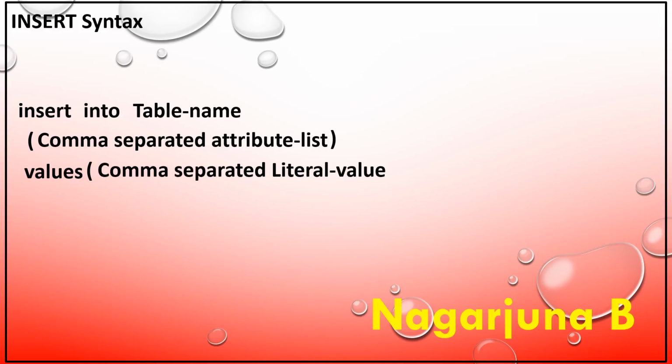So, comma-separated literal values, and each literal value should correspond to the attribute. You need to specify them in the same way, in the order in which the attributes were taken at the time of creating the table, the way in which you have written the attribute names. In the same way, you need to give the values for each of the attributes, and each literal value should be separated by a comma. After that, close the bracket. After that, a semicolon.